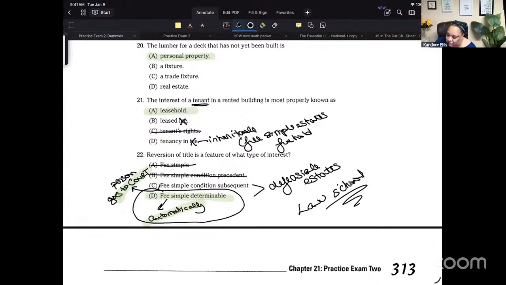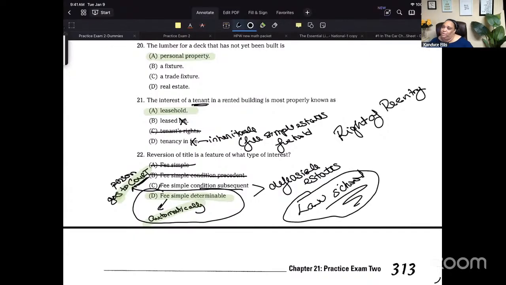Because in the condition subsequent, you'd have to go to court. So you get this right of reentry. The seller or the grantor gets a right of reentry so they can decide, hey, do I need to take you to court? Versus in a fee simple determinable, if the person does what they're not supposed to do, it automatically reverts back to them. So again, I think this is really, really being picky. This is more of a law school topic. I wouldn't dig too deep into that one.